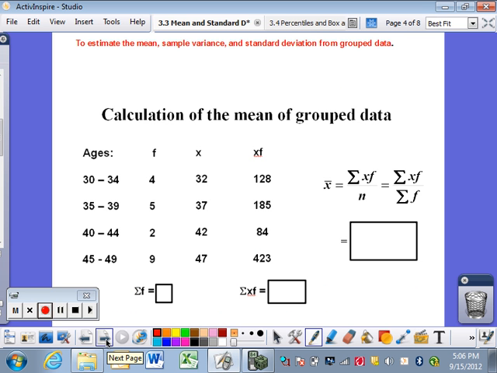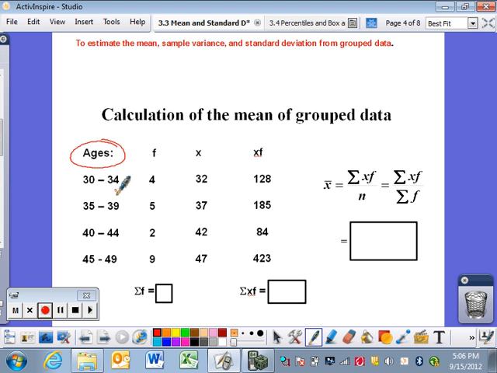So here's a concrete example just to see what group data is all about. To be considered group data, you're going to have classes or ages or categories, if you want to think about it that way. So in this example, it's ages. We have a group from 30 to 34 years old, 35 to 39, 40 to 44, and so on. Okay, that causes us to have that category type thing, which is why it's group data.